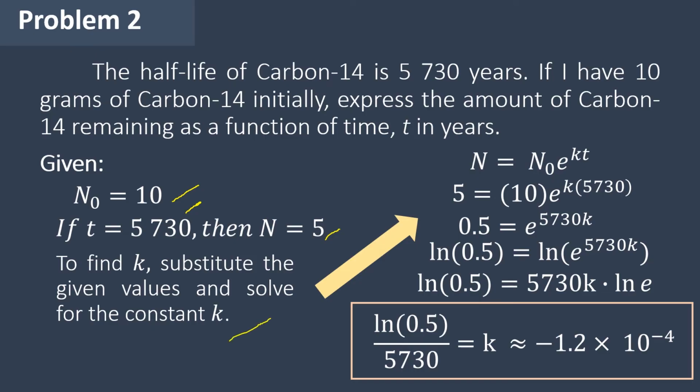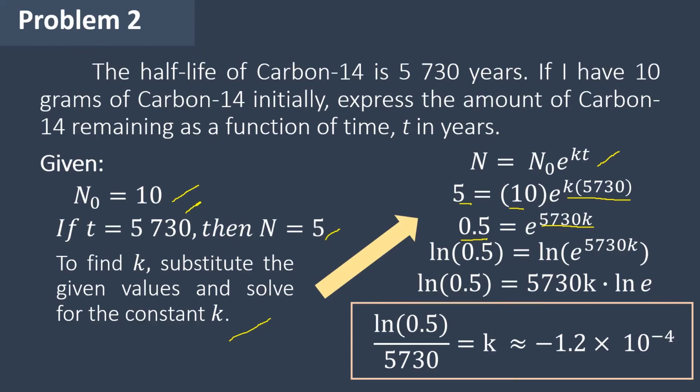So again, we need to solve for the value of k. Substituting to our formula, we have 5 is equal to 10 times e raised to the power of k times 5,730. So, multiply natin yung k sa 5,730. It will become 5,730k. And, divide both sides by 10. So, yung 5 natin magiging 0.5. At yung 10 naman natin would be equal to 1. So, okay na hindi isulat si 1.